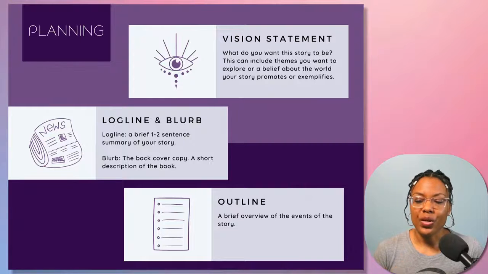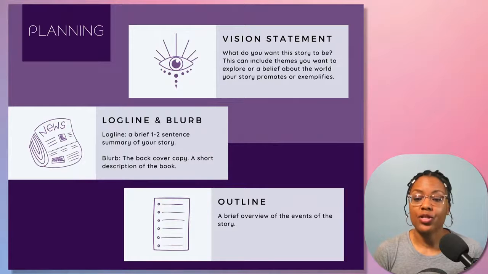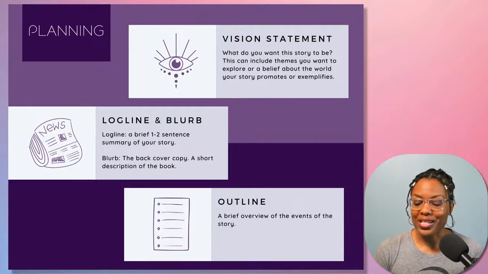So it means, what do you want the story to be? It can include the themes you want to explore, a belief about the world that your story promotes or exemplifies. I use the vision statement to help keep me grounded. And whenever I have problems with the story, like I get to the midpoint usually and things start to fall apart, my carefully plotted story just isn't so carefully plotted anymore, and I've had to change a bunch of things, and I get down on myself, I come back to this vision statement. It's like, what did I imagine the story could be? And why am I writing this in the first place? So that's in the Story Bible.